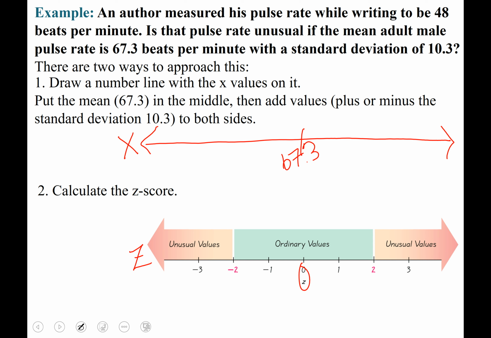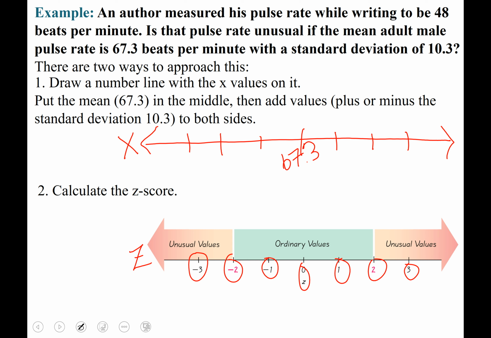67.3 beats per minute. And then what we could do is add standard deviations and subtract standard deviations. So I'm going to try to go right above the 1, and now right above the 2 and right above the 3. I'm going to try to go directly above the -1. I hope you can see how I'm trying to line these up because I want you to see the relationship between them.